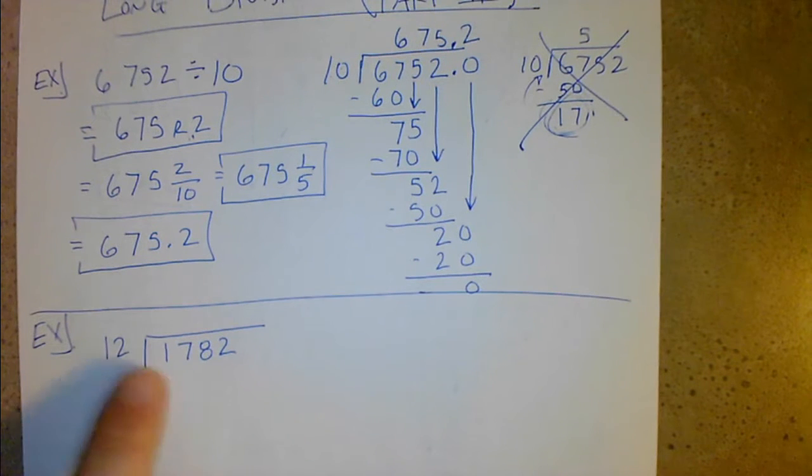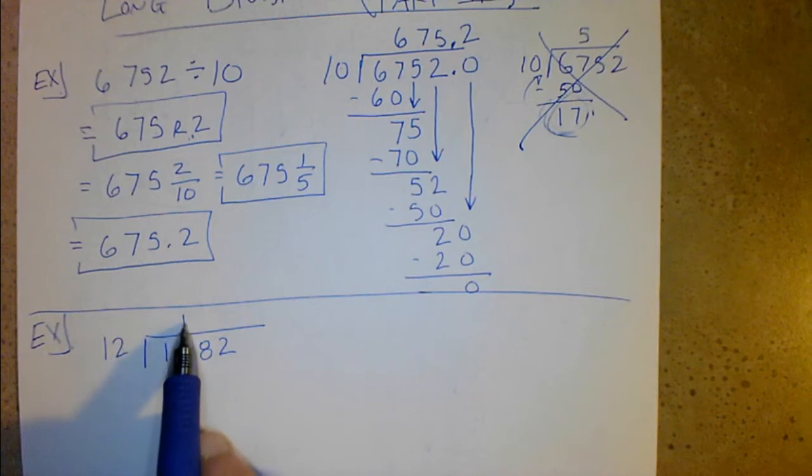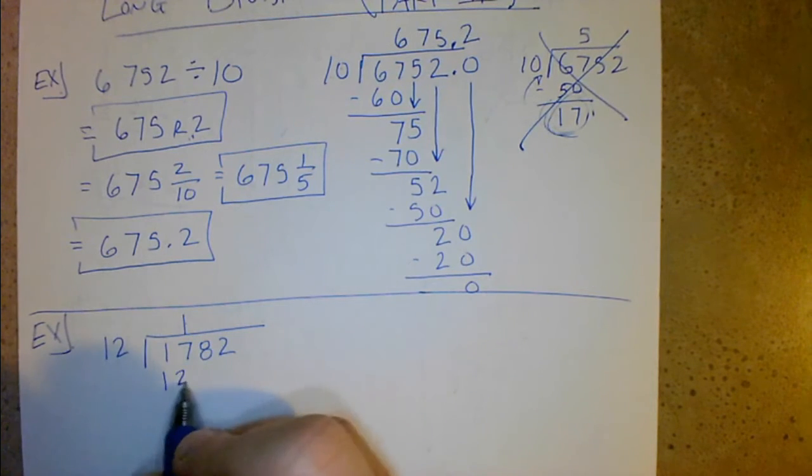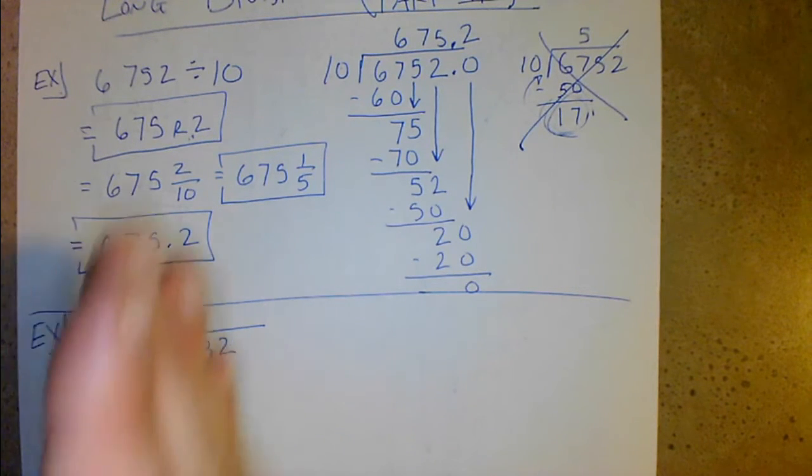How many times does 12 go into 1? It doesn't. How many times does 12 go into 17? It goes in there once. And then we multiply. 1 times 12 is 12. We keep these nice and lined up.